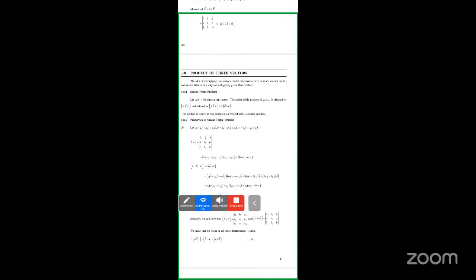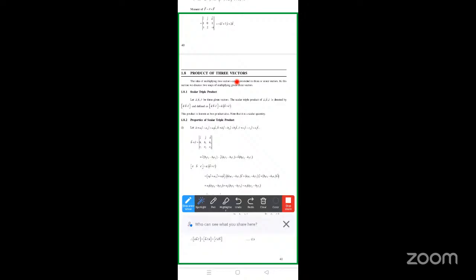The next one, product of three vectors. Scalar triple product. Let A, B, C be three vectors. Then the triple product of A, B, C is denoted by box ABC and is defined by box ABC = A dot (B cross C). So this is the symbol of the product of three vectors. This product is also known as the box product.